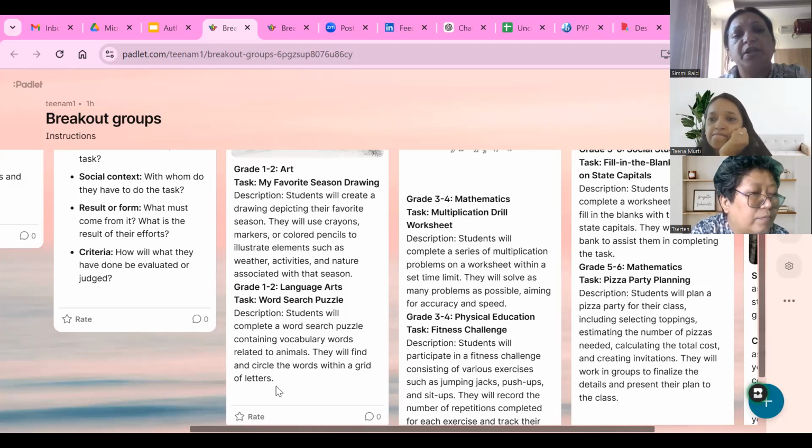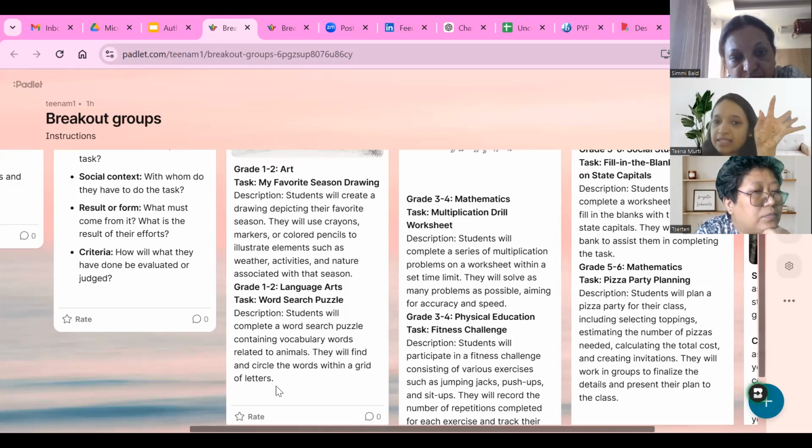Picture में तो वो कुछ भी create कर देंगे. देखो क्या लिखा है. Student will create a picture depicting their favorite season. हाँ. अब इसमें what all can they use? It is given there. And nature associated with that season. हाँ. So what do you think?